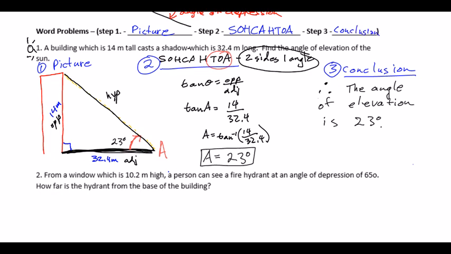Now, our next problem is going to follow the same pattern. We've got to draw a picture. We make sure we have the right picture, then we do our calculation. Now, remember, we're using angles of elevation and depression. All right, so let's do question number 2. It'll take us about 2 minutes.